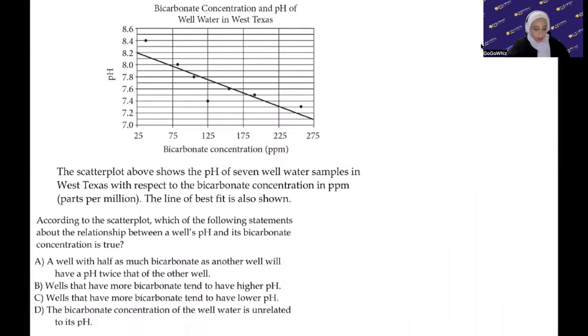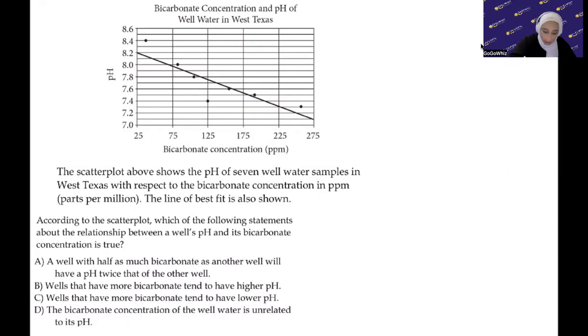Now we're working on longer questions. When I have a chart like this, it says here's a scatter plot showing the pH of 7 well water samples in West Texas with respect to the bicarbonate concentration in ppm, parts per million, and then you have a line of best fit. So what's going on in front of us is that we have pH relating to the bicarbonate concentration, right?